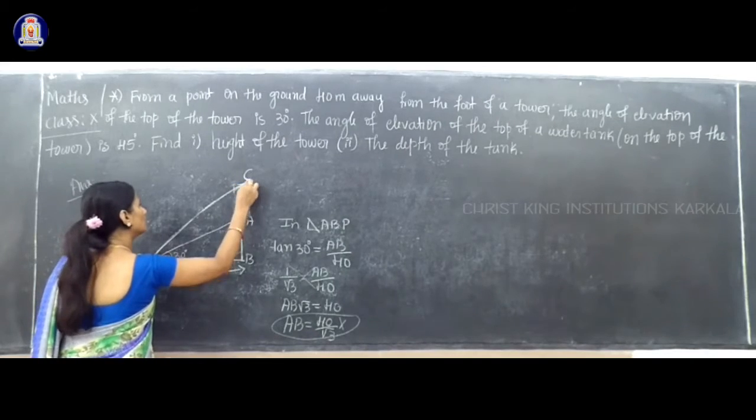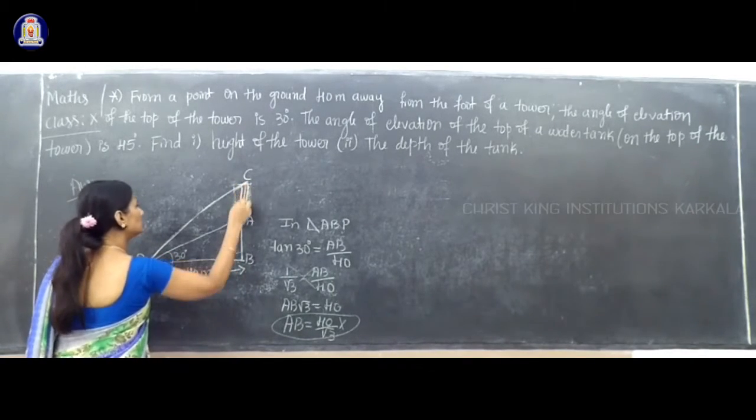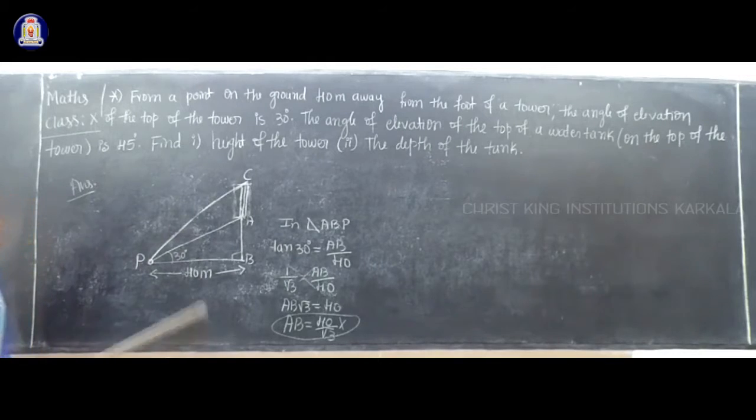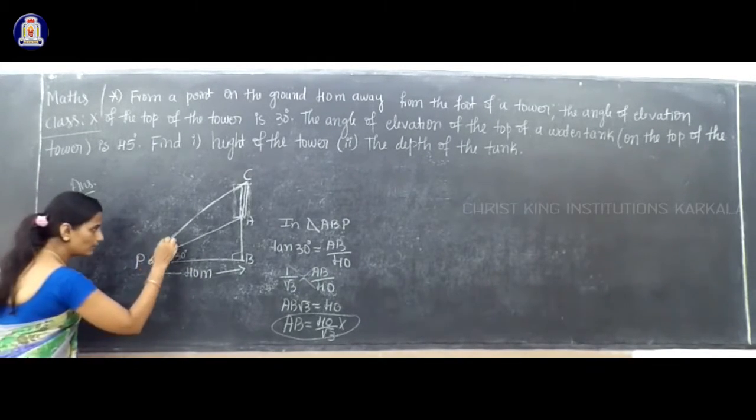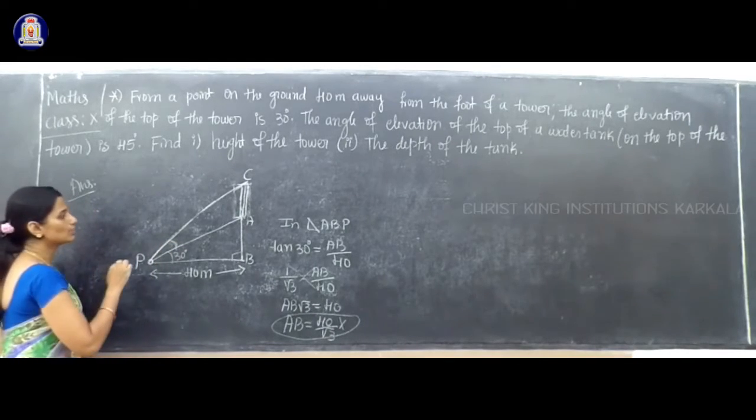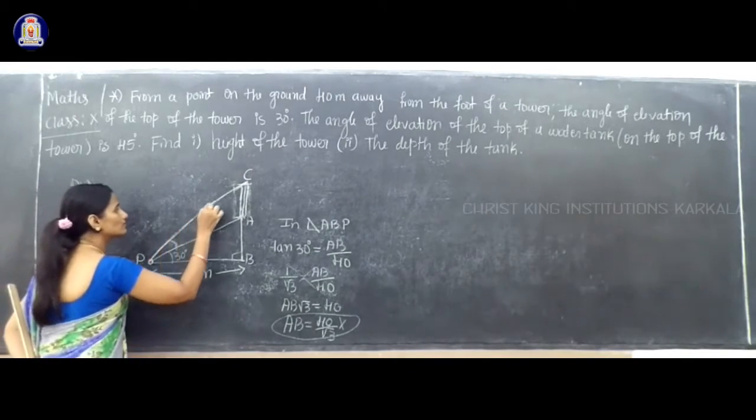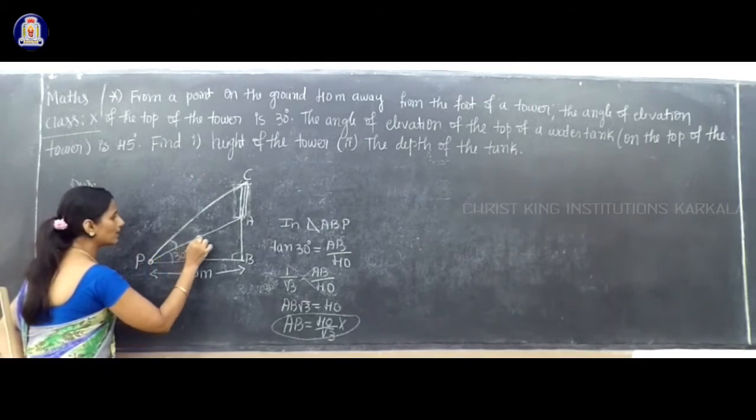This is your water tank. Now 45 degree. Where to mark that 45 degree? Is this 45 degree? No. Why is it not? This is your line of sight. This is also your line of sight.